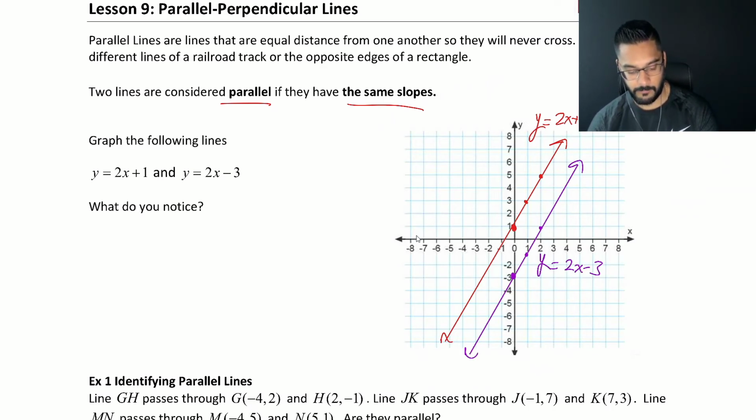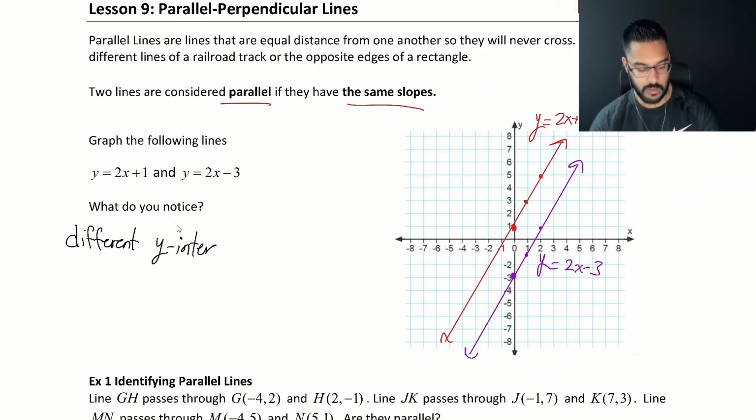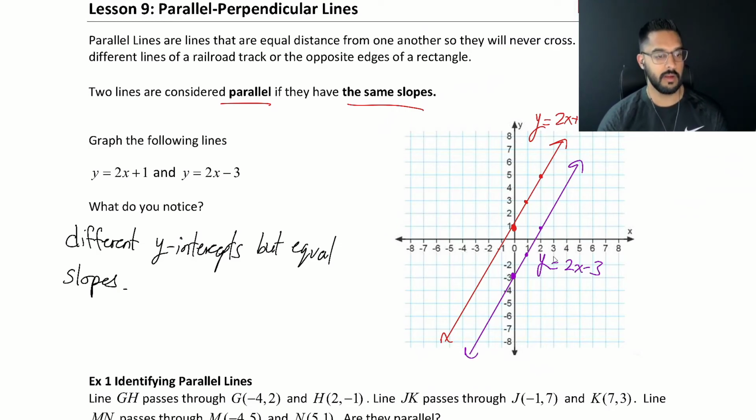Okay, that's important. If they have the same y-intercept and the same slope, they're actually the exact same line. So they have different y-intercepts but equal slopes. Okay, so there's parallel lines, and there's an example of what they might look like.